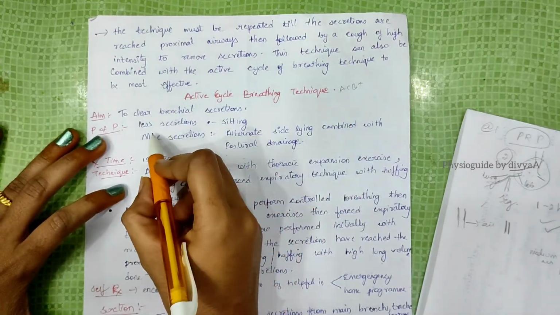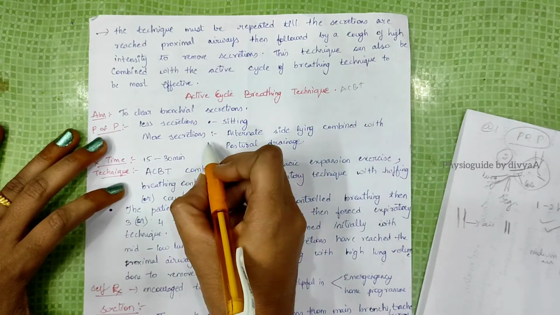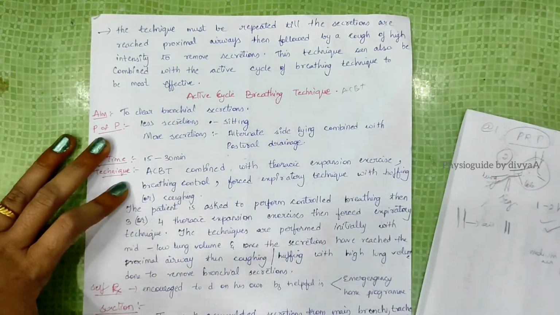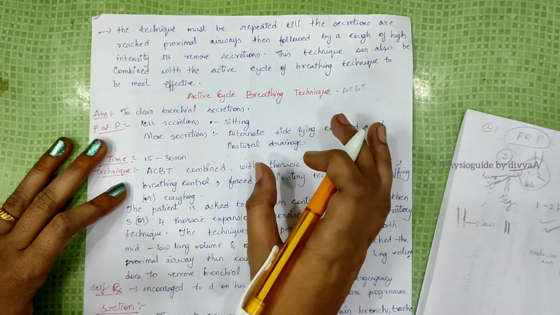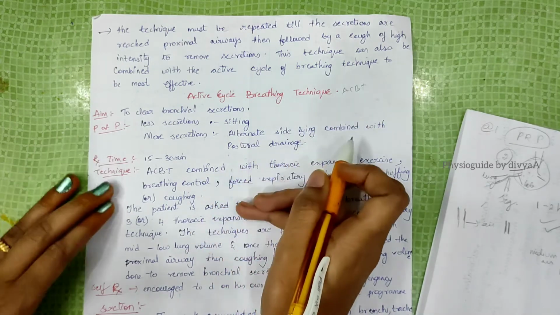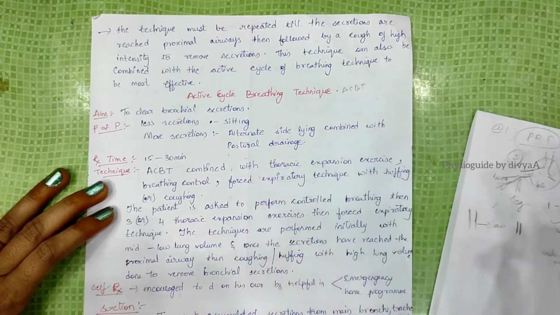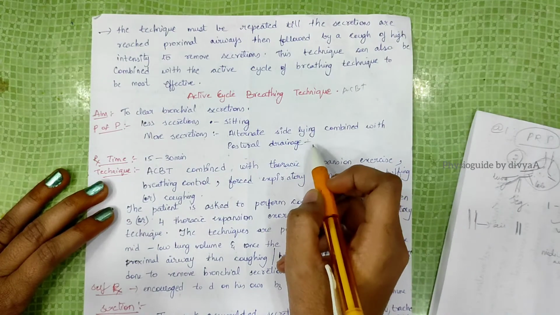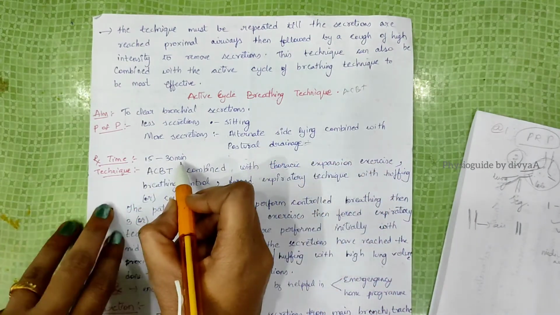With fewer secretions, we ask the patient to sit. With more secretions, alternate side lying combined with postural drainage is used. We keep the patient in the postural drainage position and do this ACBT technique. Postural drainage is combined with percussions, vibrations, and shaking. The time taken is 15 to 30 minutes.